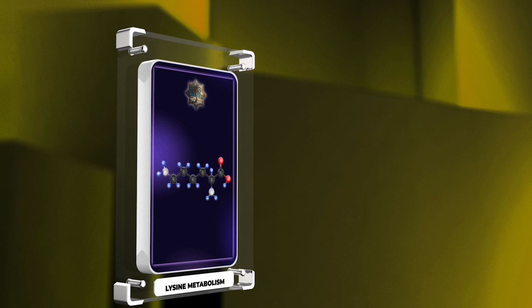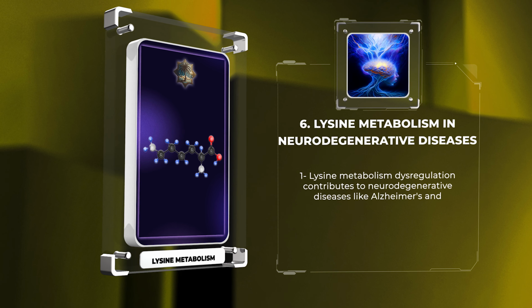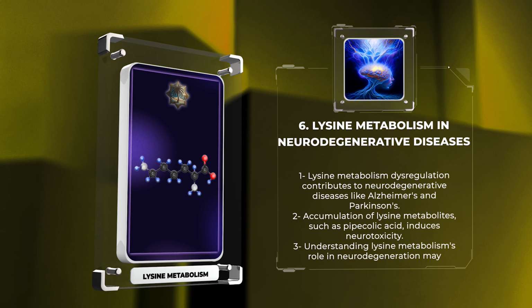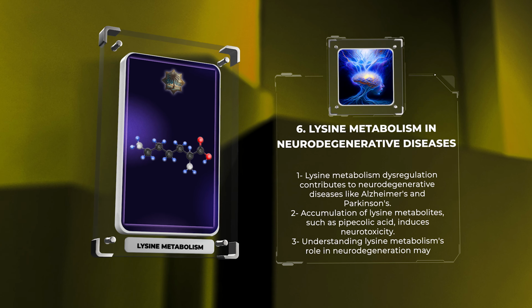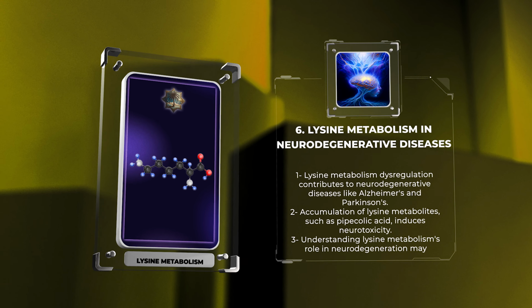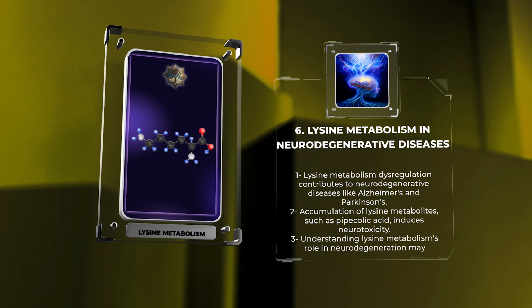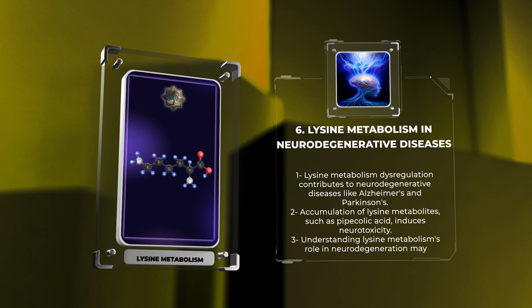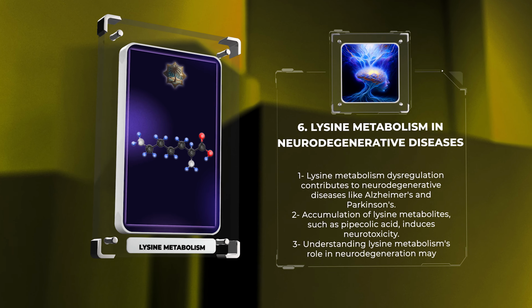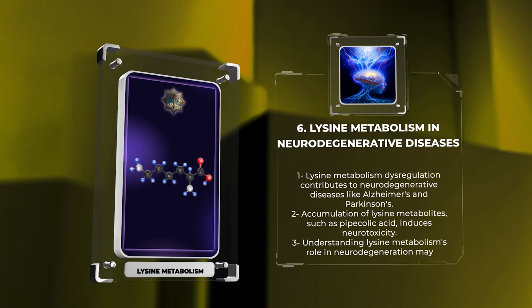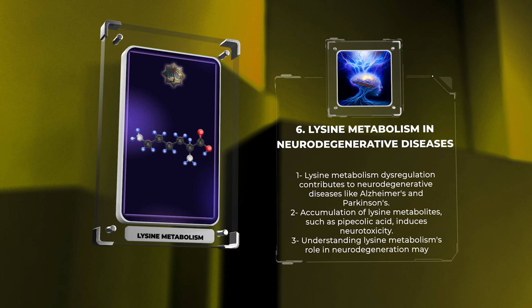Growing evidence suggests that lysine metabolism dysregulation contributes to the pathogenesis of neurodegenerative diseases, including Alzheimer's disease and Parkinson's disease. Accumulation of lysine metabolites, such as piperacolic acid, can induce neurotoxicity and impair neuronal function. Understanding the interplay between lysine metabolism and neurodegeneration may provide potential therapeutic targets for these debilitating disorders.